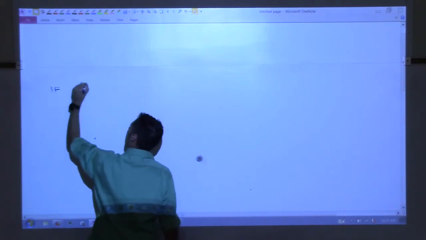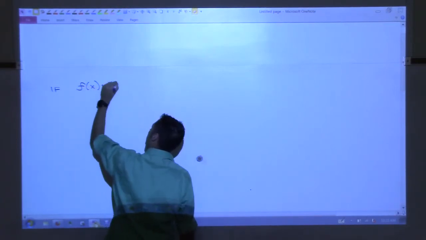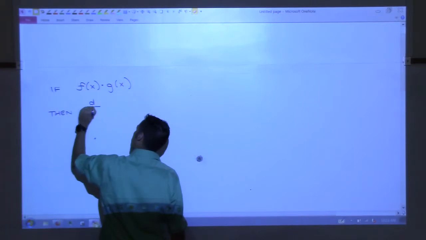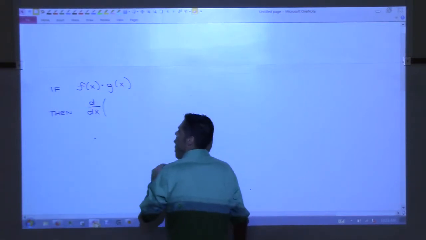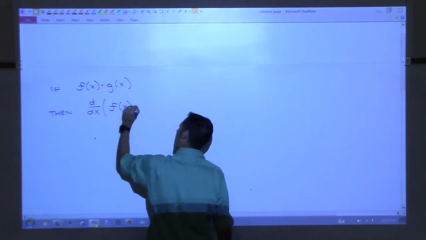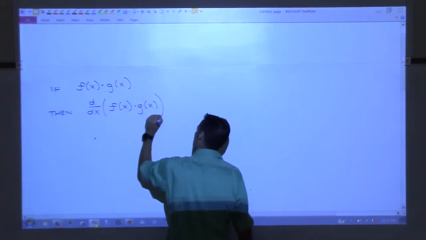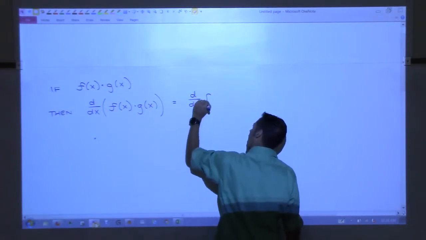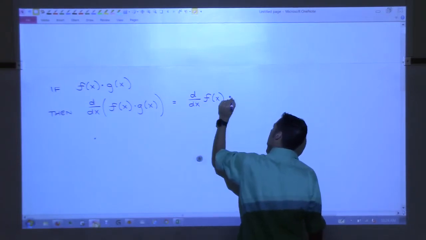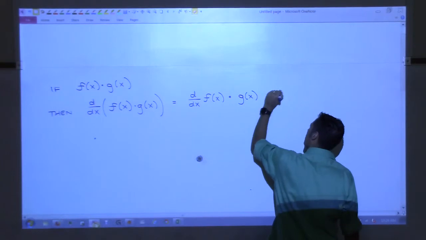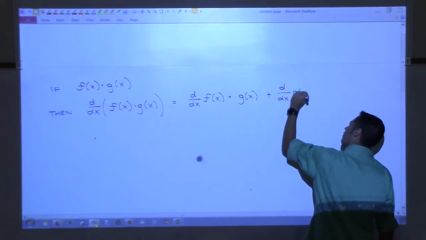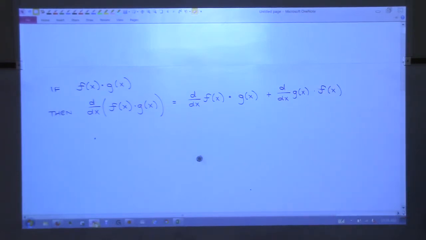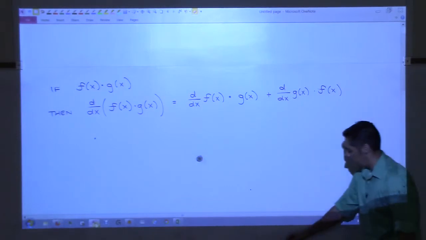If you have f of x times g of x, then the derivative of this with respect to x, I'm using a slightly different notation here, is equal to the derivative of the f function times the g function plus the derivative of the g function times the f function. Okay, I really have to make sure you know where the parentheses and stuff are here.